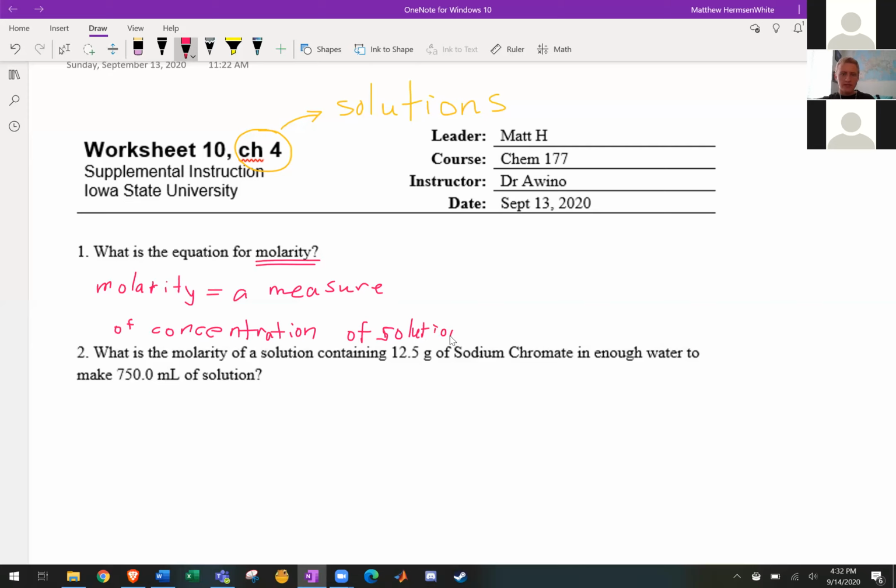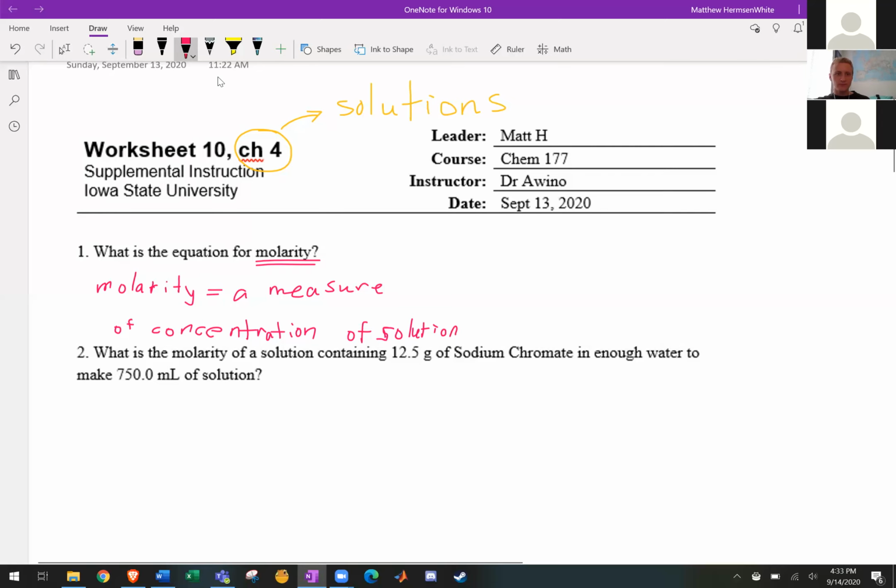If something's really concentrated, it has a lot of whatever chemical dissolved in it. And if it's not very concentrated, then it has a low molarity. You can think of it like making Kool-Aid and measuring the molarity of the sugar in there. If there was a lot of sugar in your Kool-Aid, it would be a high concentration or a high molarity. Low molarity would mean you didn't put much sugar in it and it's really watery.